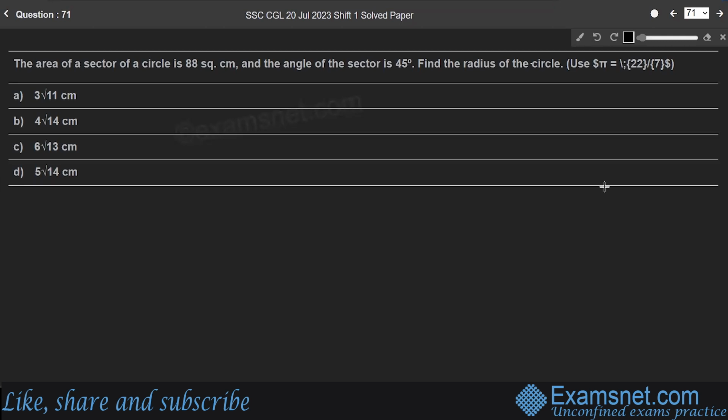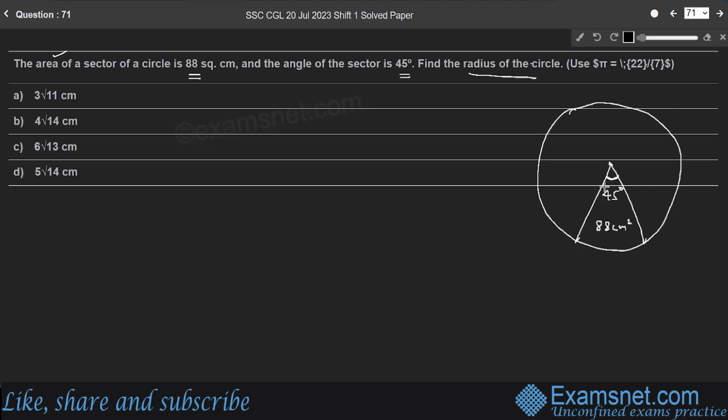Question 71. The area of a sector of a circle is 88 square centimeters and the angle of the sector is 45 degrees. Find the radius of the circle. So let us consider a circle first, right? And a sector in a circle. Its area is given as 88 square centimeters. The angle of the sector, the angle formed at the center, is 45 degrees. The angle of the sector is given. So we need to find the radius of the circle.